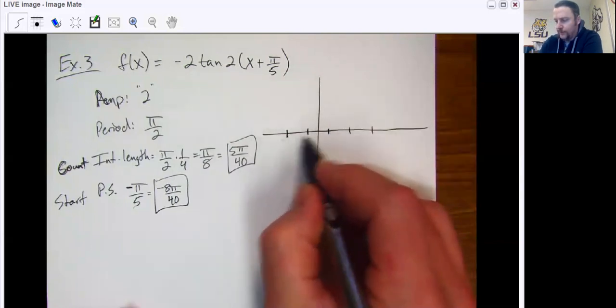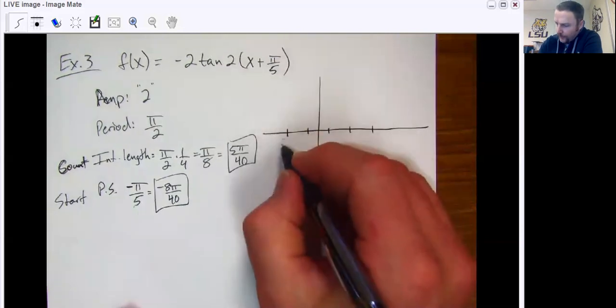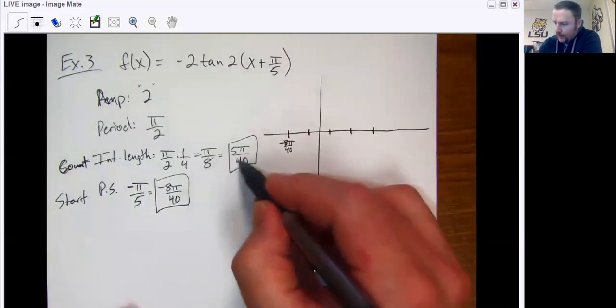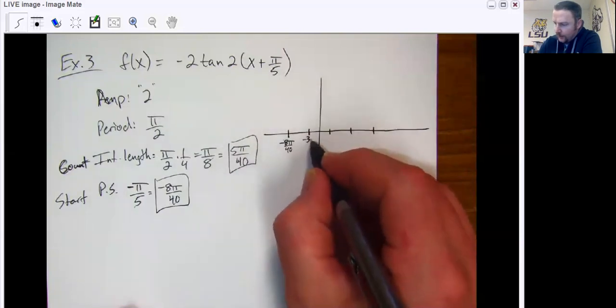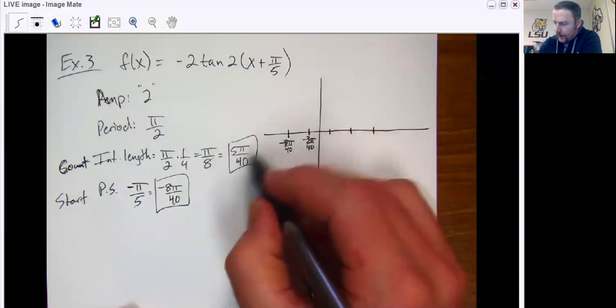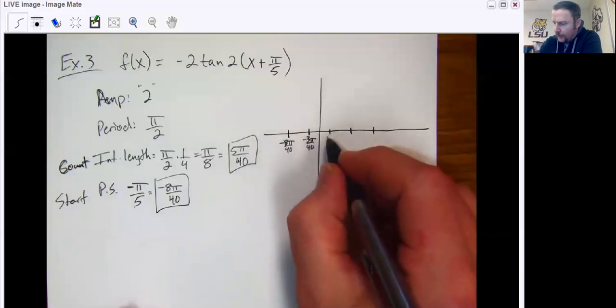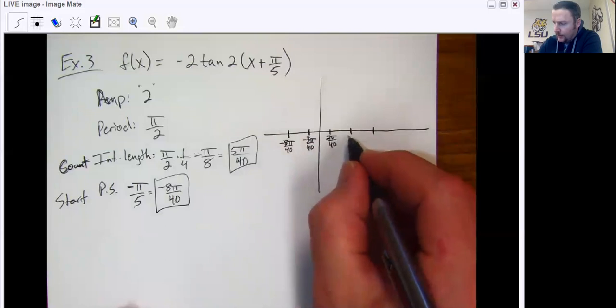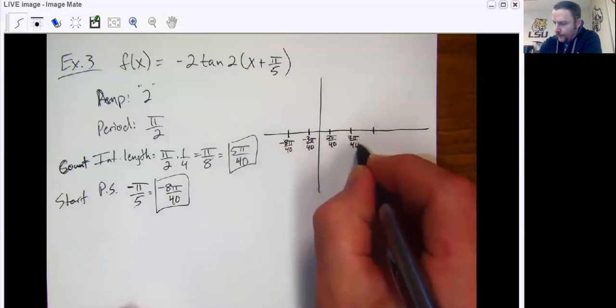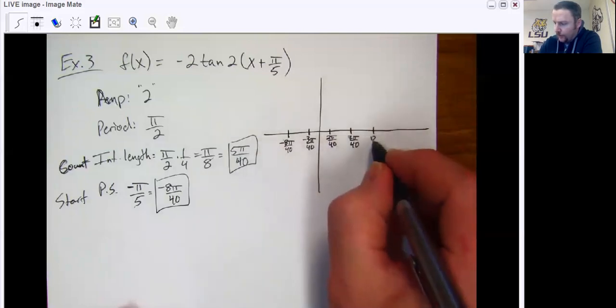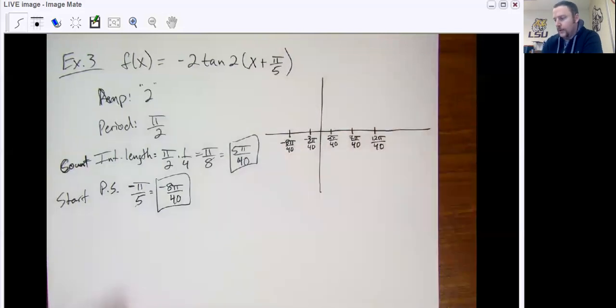Why did you put 2 marks on the left, right, Mr. Rager? Well, if I'm going to start at negative 8 pi over 40, and I'm going to add this, I'm still going to land at negative 3 pi over 40. And if I add it again, I'm going to be at 2 pi over 40. Add it again, 7 pi over 40. Add it again, 12 pi over 40.